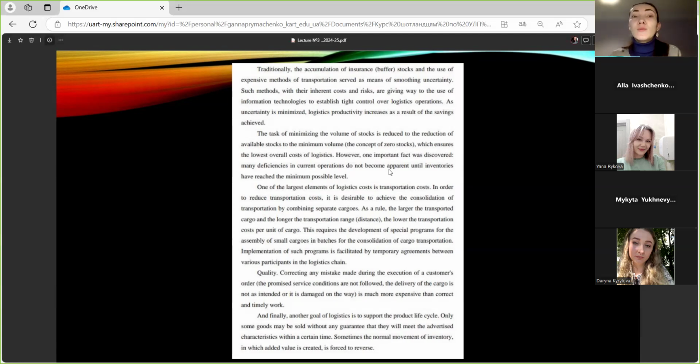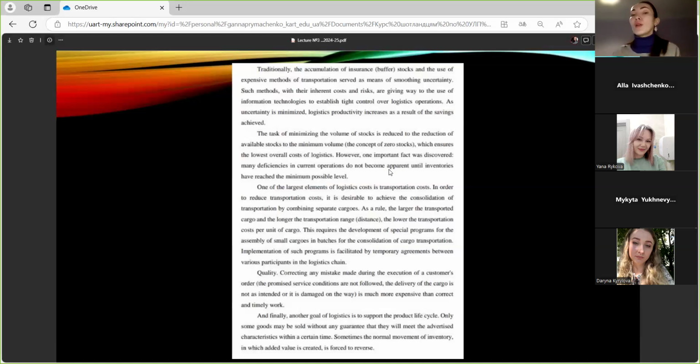Such methods, with their inherent costs and risks, are giving way to the use of information technologies to establish tight control over logistics operations. As uncertainty is minimized, logistics productivity increases as a result of the savings achieved. The task of minimizing the volume of stocks is reduced to the reduction of available stocks to the minimum volume. It's the concept of zero stocks.